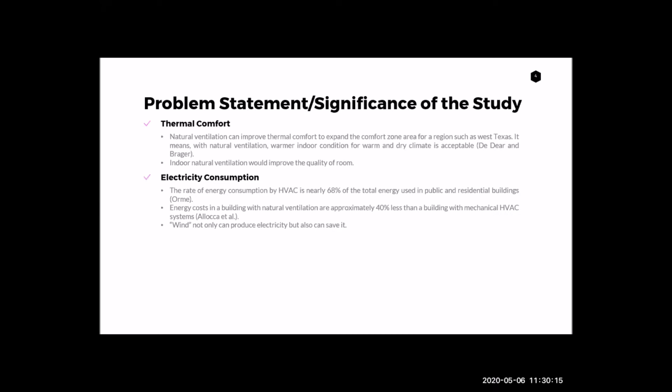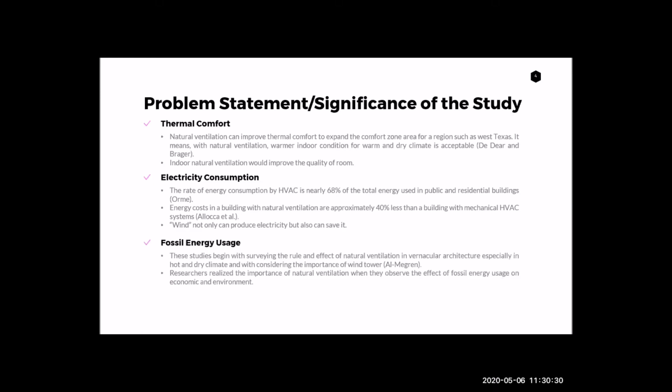HVAC systems consume 68% of the total energy used in commercial and residential buildings. Natural ventilation is the most energy-efficient strategy for controlling indoor air quality, costing approximately 40% less than mechanical ventilation. And wind not only can produce electricity, but also can save it.